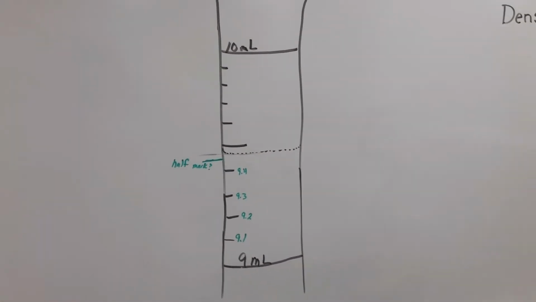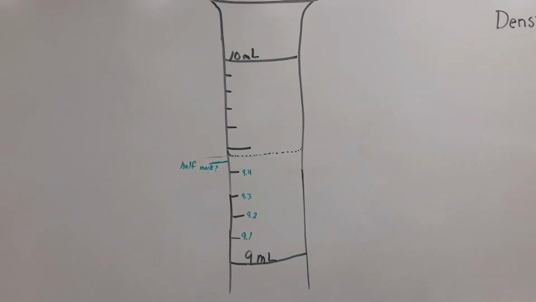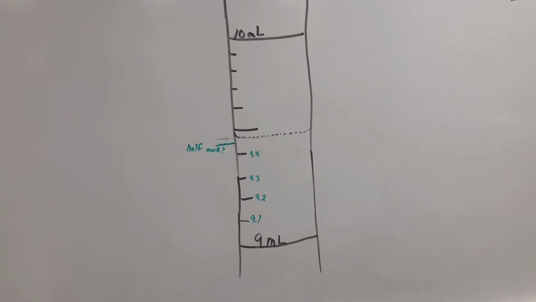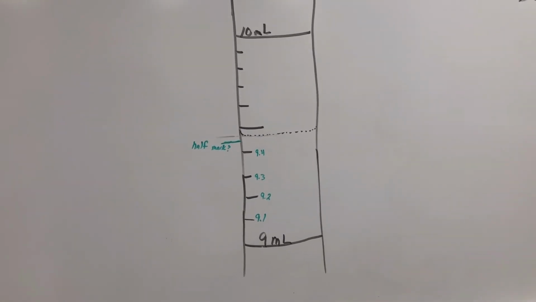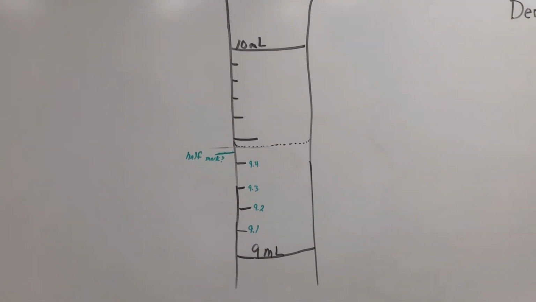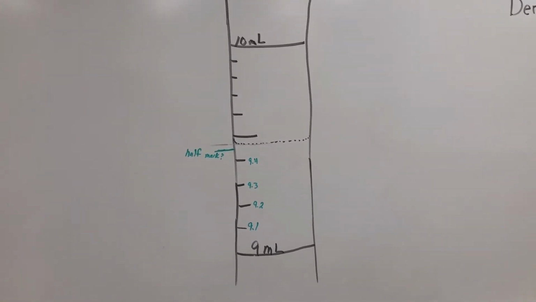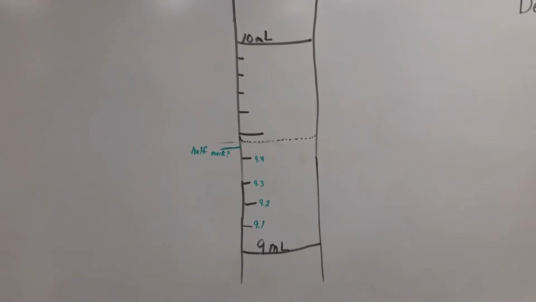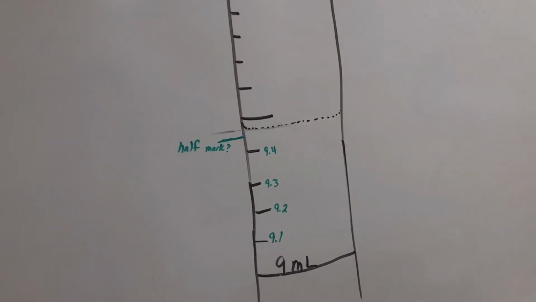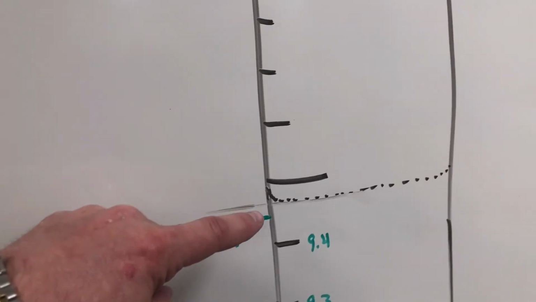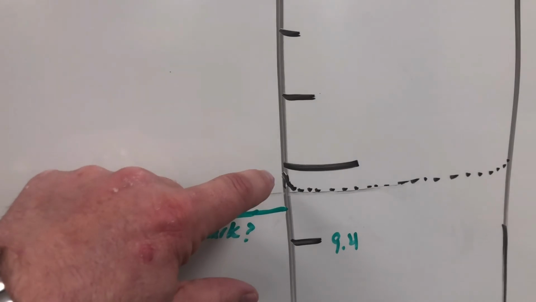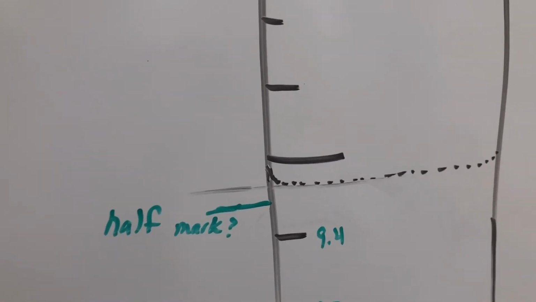So let's say this was our 10 milliliter graduated cylinder, and this was the volume, the little dotted line there. If we were to look at the graduations, we have the major graduations at 1 milliliter apiece, and then the minor graduations at 0.1 milliliters. So where would we measure this out to? Well, we know for a fact that if this is our meniscus, it's above 9.4 and less than 9.5 milliliters.